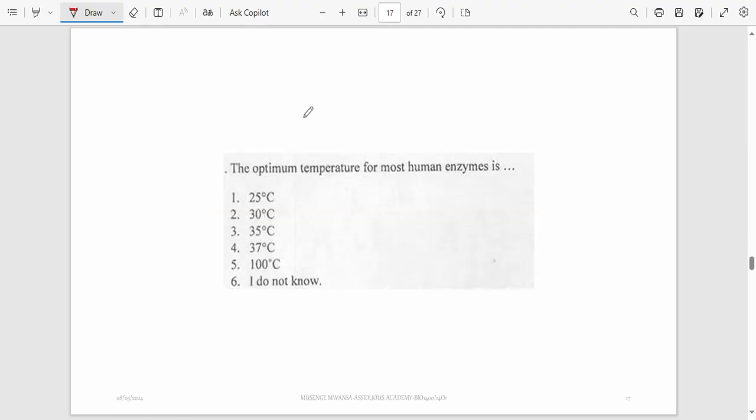That's correct. The optimum temperature for most human enzymes is 25, 30, 35, 37, 100. Which one would you pick? 37. You go for what? 37. Okay, Cecilia. 37. Okay, very good.